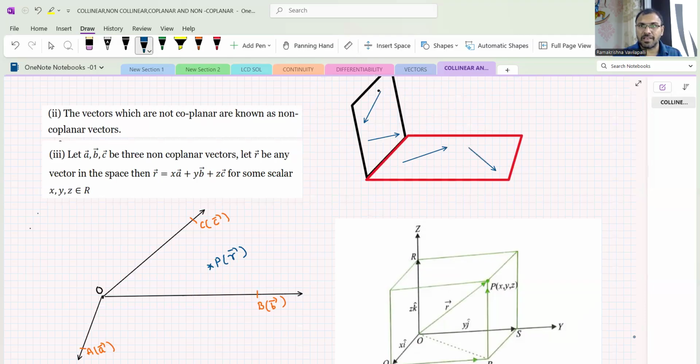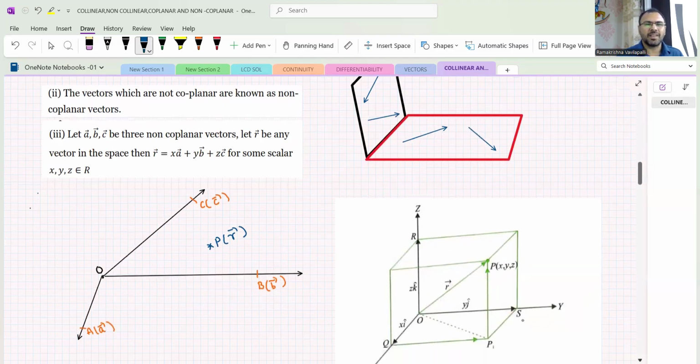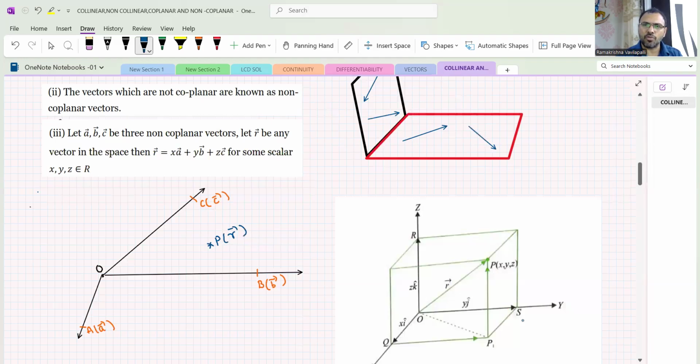These concepts are very important and helpful for JEE Main, JEE Advanced, intermediate, or CBSE, any kind of 10+2 examination. The vectors which are not coplanar are known as non-coplanar vectors.